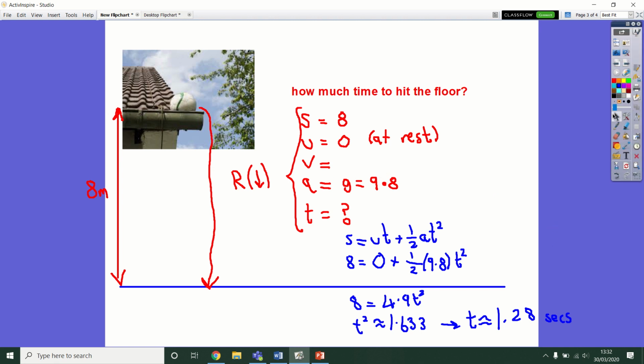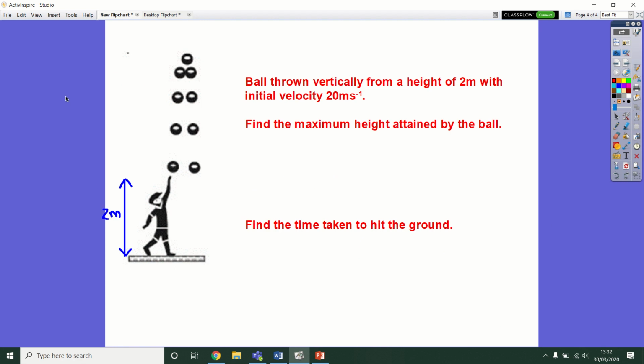Okay, I'm going to do one more example, and I'll leave it to you to do some yourself. Okay, so here's my second example. Somebody's throwing a ball. They're throwing it up vertically, but they're starting off their throw with a height of 2 meters. And we are projecting it upwards with an initial velocity of 20 meters per second.